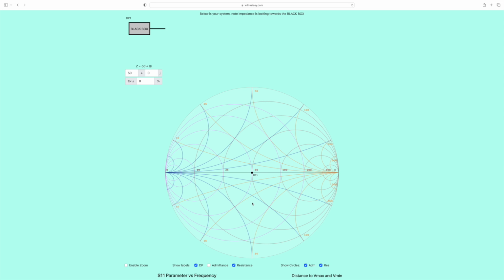Now, what I want to show you now is those last 2 examples that we did in part 1, and show you what they actually look like when you see it on a Smith chart.